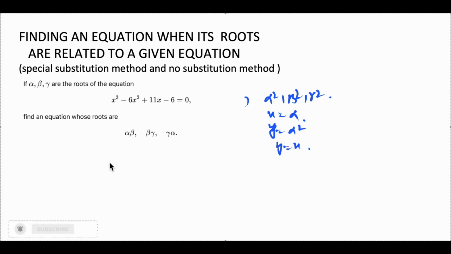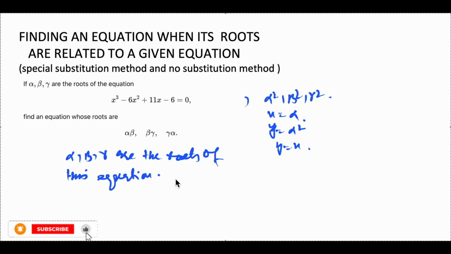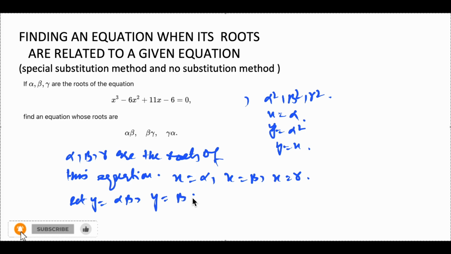But now let us see in this equation, if I use the ordinary substitution method, what happens? I will say that since alpha, beta, gamma are the roots of this equation, I can say x is equal to alpha, x is equal to beta, x is equal to gamma. Let y is equal to alpha beta, y is equal to beta gamma and y is equal to alpha gamma be the roots of the required equation.